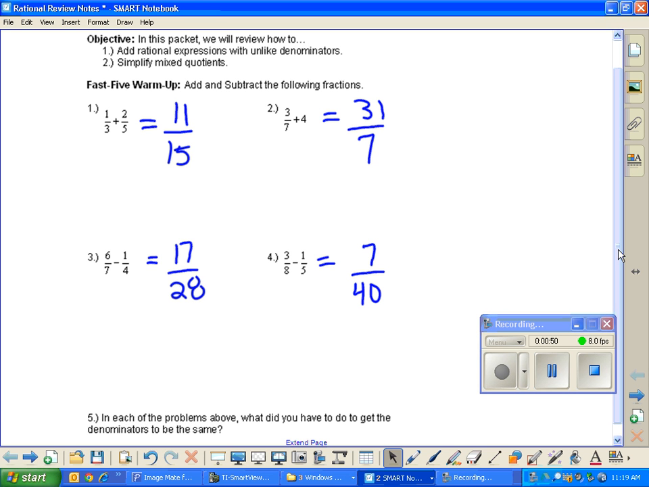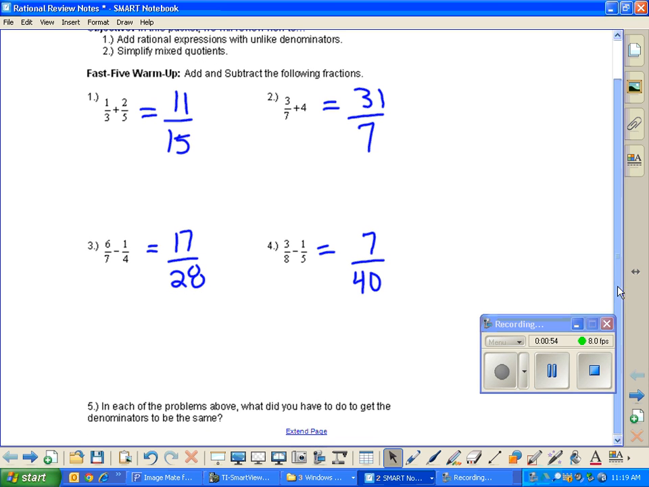So it looks like everyone's good. I see not everyone has answered that question at the bottom. Super important to answer, so if you haven't answered it, go ahead and take a second to do so. Shouldn't take too long. In each of the problems above, what did you have to do to get the denominators to be the same? Does someone have an answer for me?